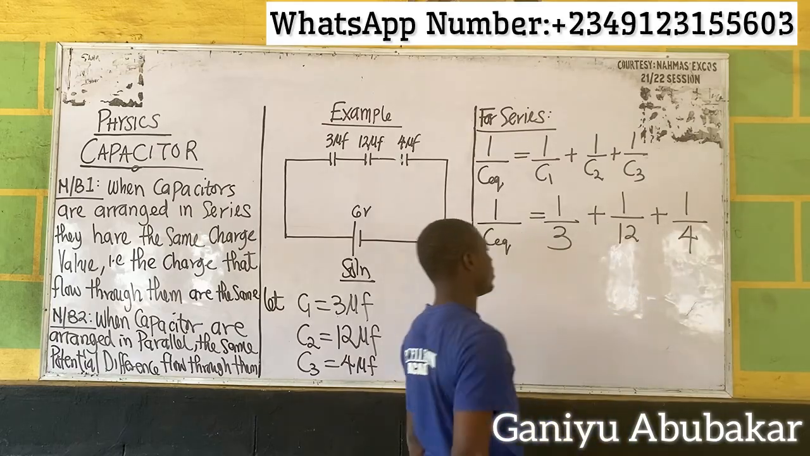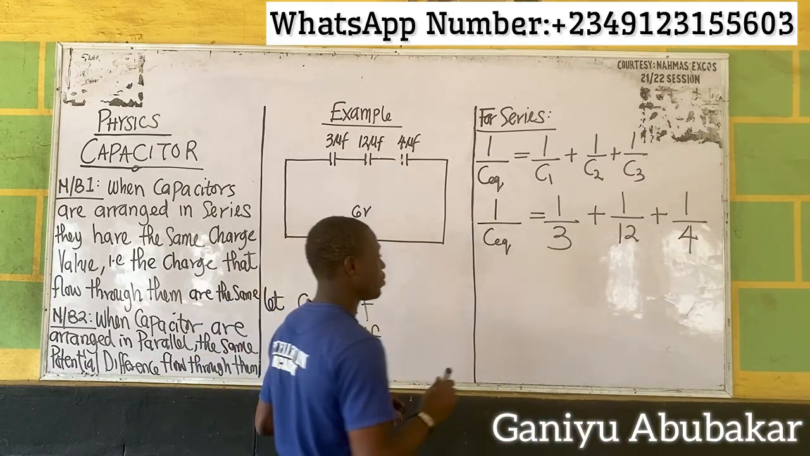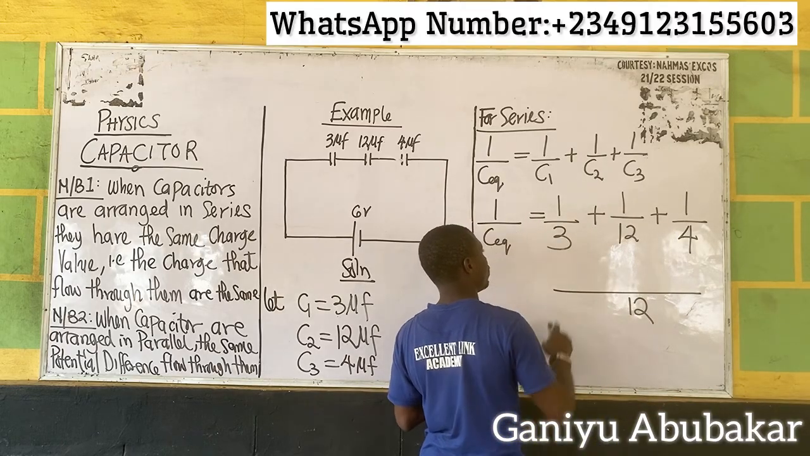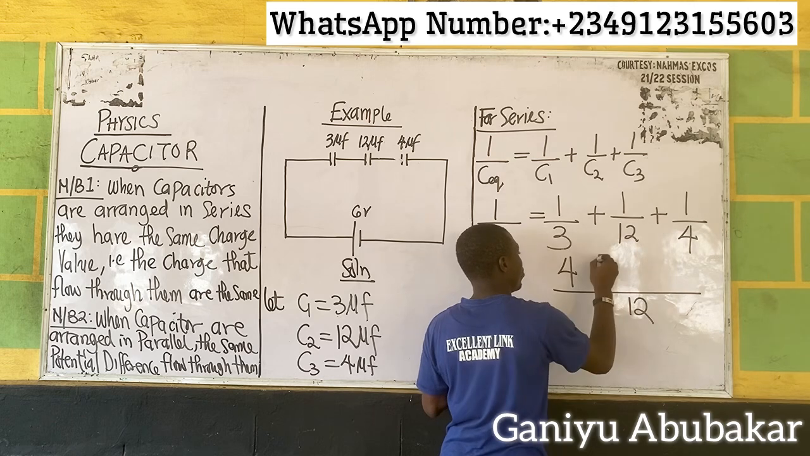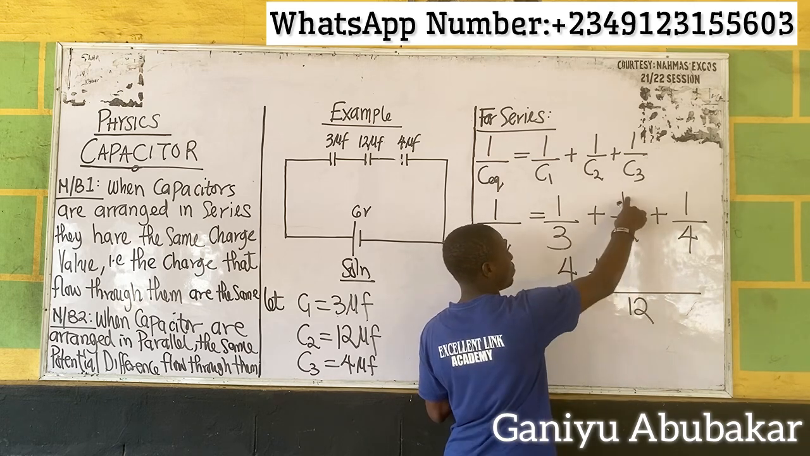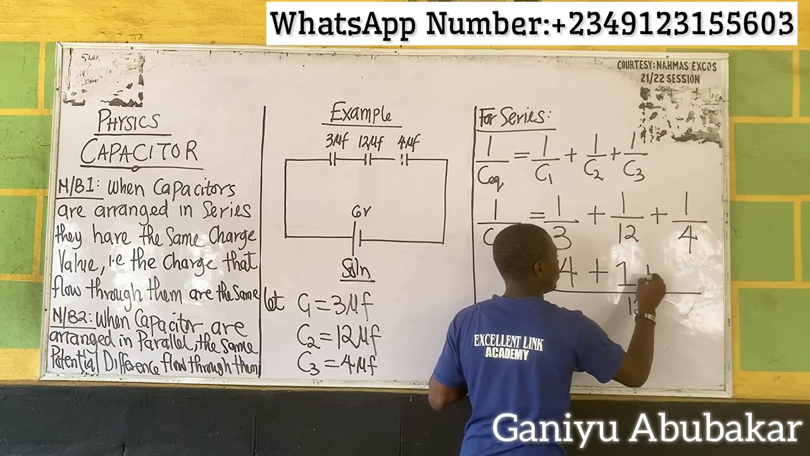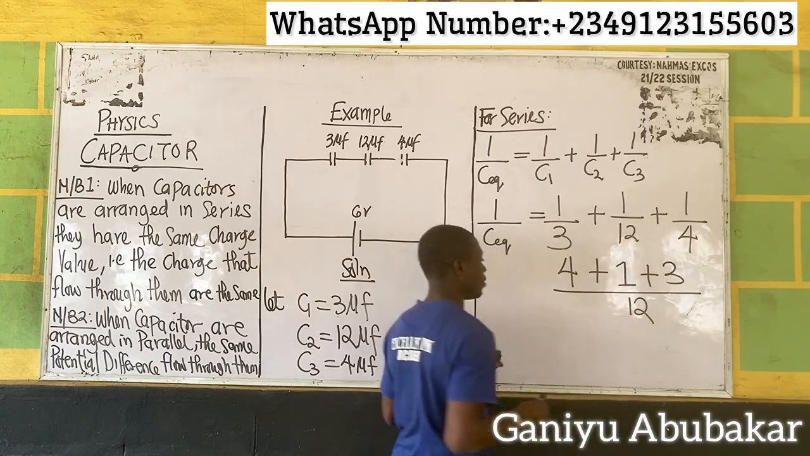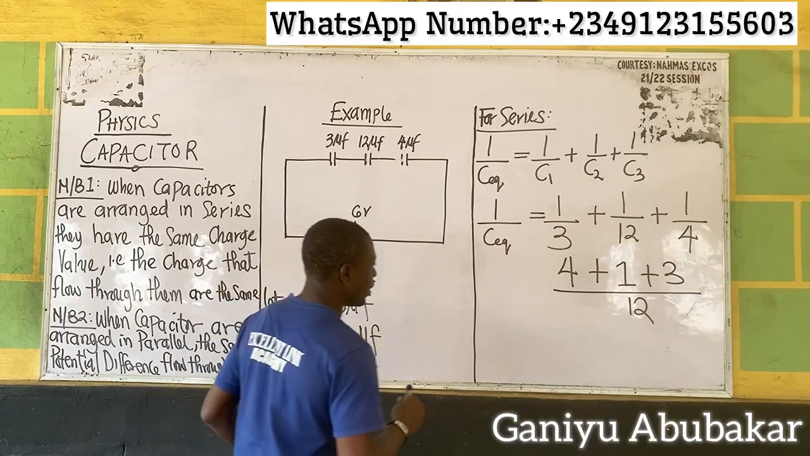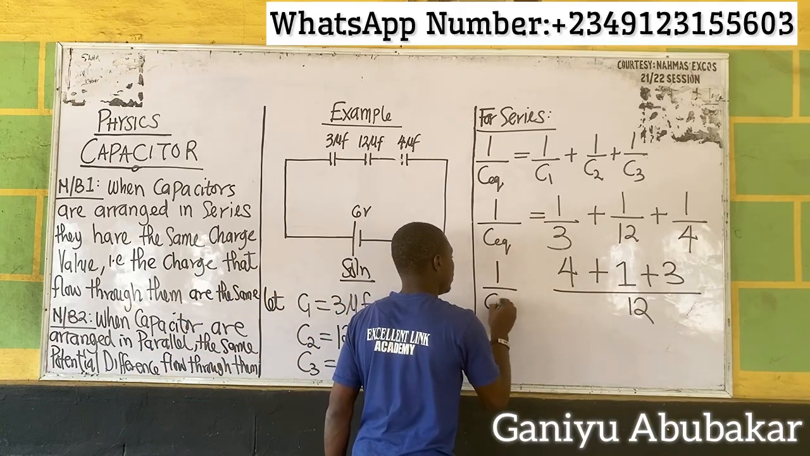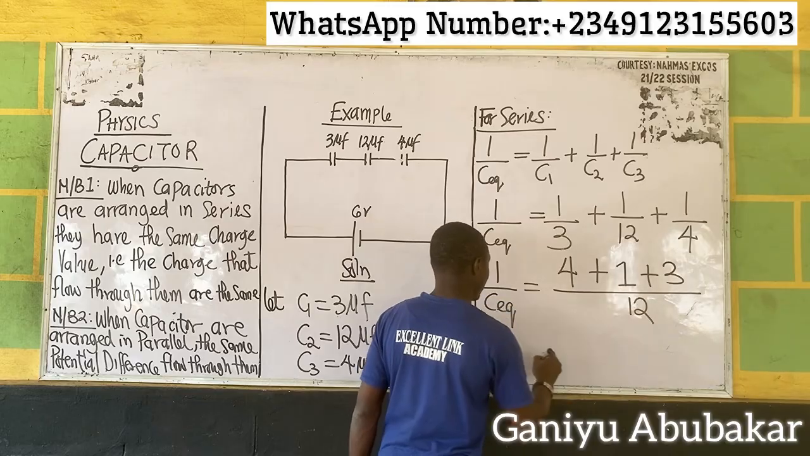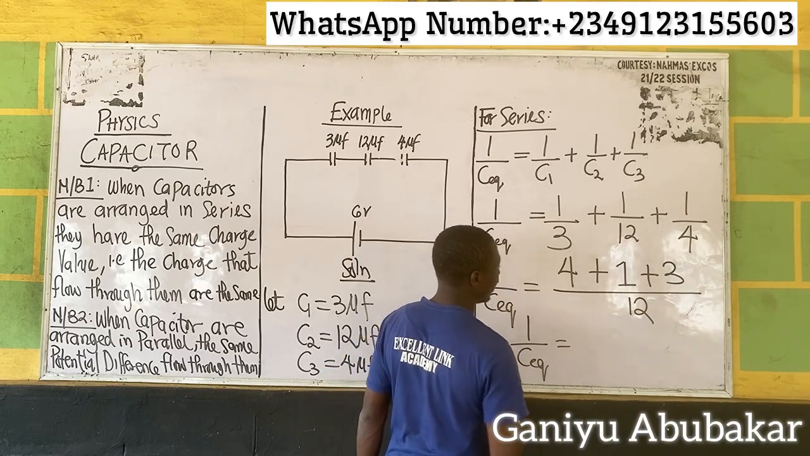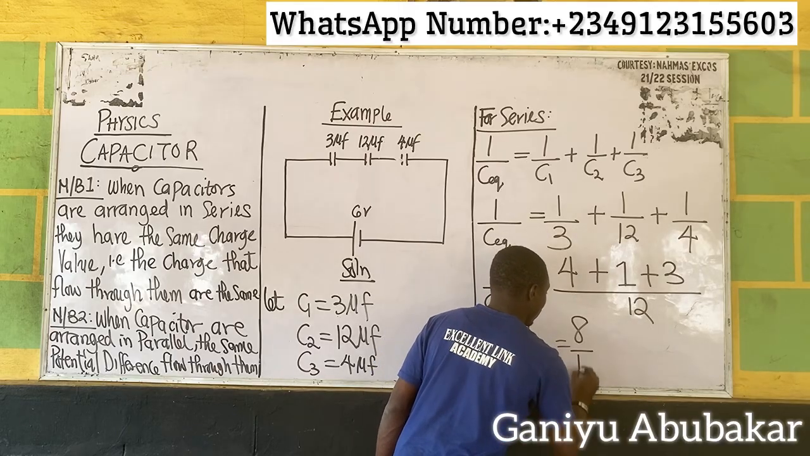All right, next task, get the LCM. Obviously my LCM here gives me 12. So 12 divided by 3 gives 4, and 4 times 1 gives you 4. Plus 12 divided by 12 gives you 1, and 1 times 1 gives you 1. Plus 12 divided by 4 gives you 3, and 3 times 1 gives you 3. All right, from here, 1 over CEQ is equal to this sum, which should be 8. So this is 8 over 12.